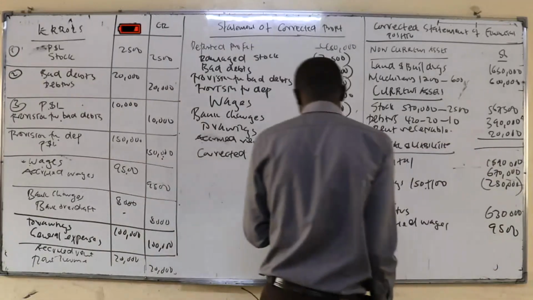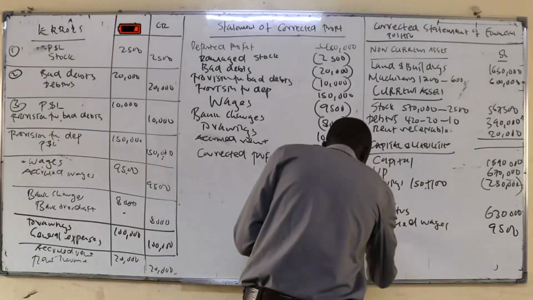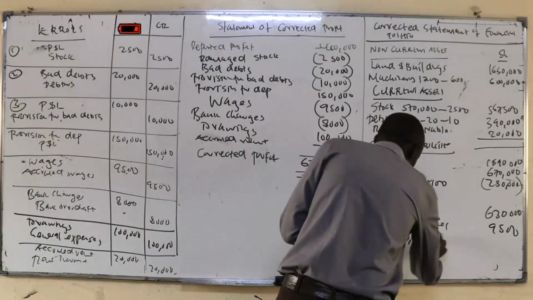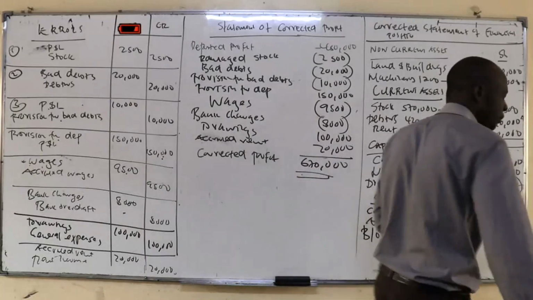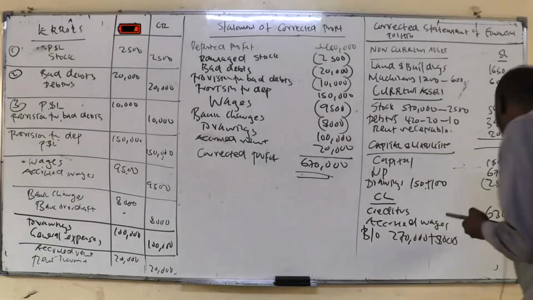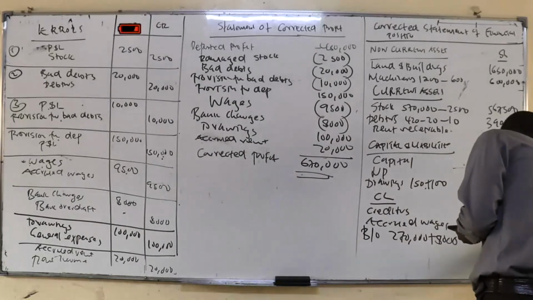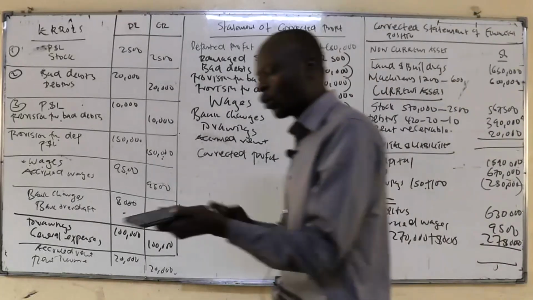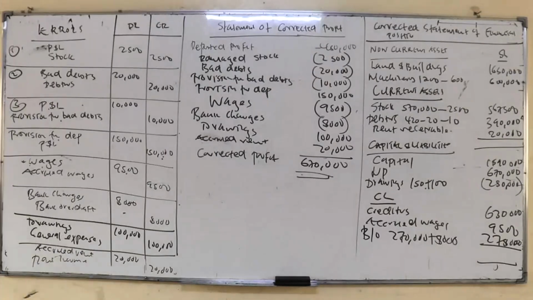9,500. And then we have bank overdraft. It was 270,000, and then you add this 8,000 that had not yet been added on the interest. Now we're happy. 278,000. So that you get the totals. That is how we correct errors, and we go further to rectify the statement of financial position. So at that point, we have dealt with errors that do not affect the trial balance.